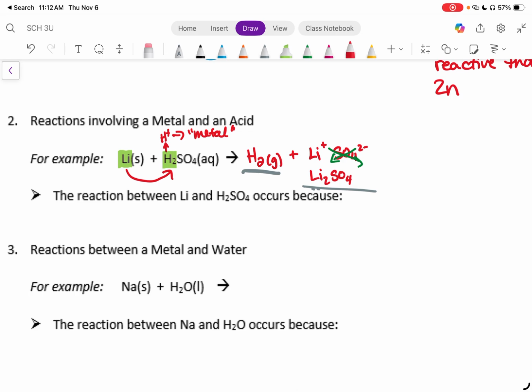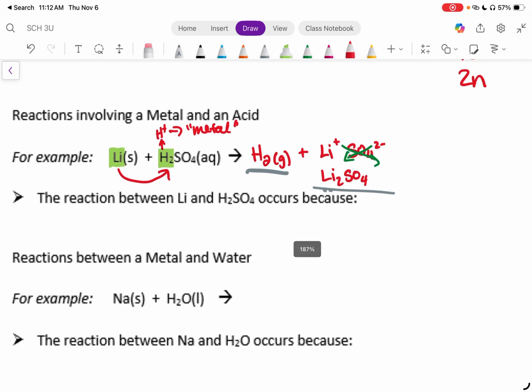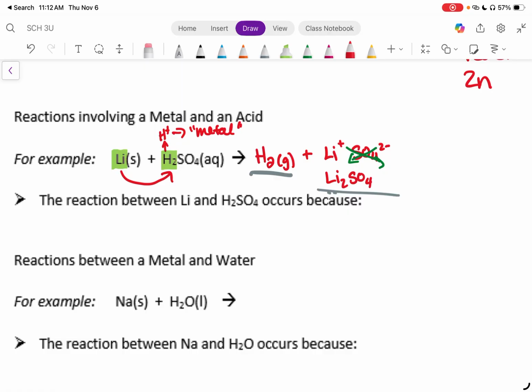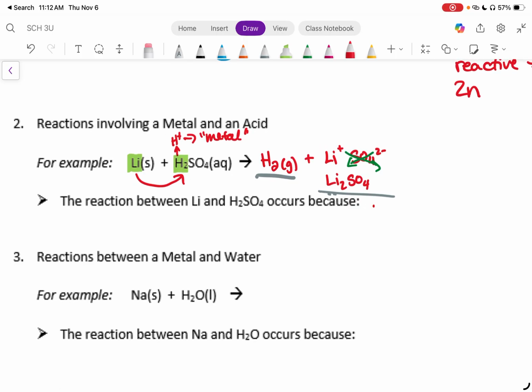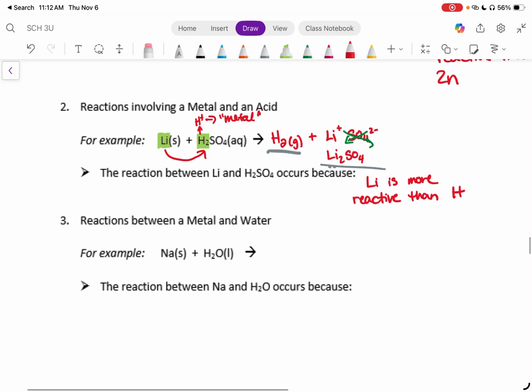So the reaction between lithium and sulfuric acid occurs because lithium is more reactive than hydrogen. And that's pretty much all we have to do.